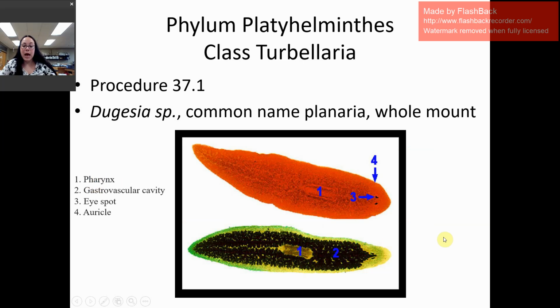The next slide, we have wall mounts. This is what you would see if you would look at a wall mount of a planarian. The difference between this one and this one is that on the bottom picture, they actually use a dark stain to be able to see everything that is related to the digestive system. So if you look at number 2, everything that is in black all over here is part of the gastrovascular cavity.